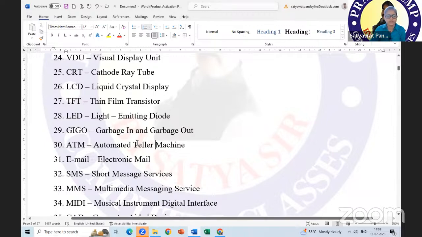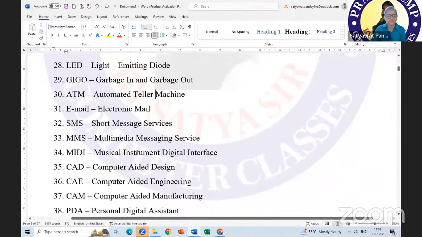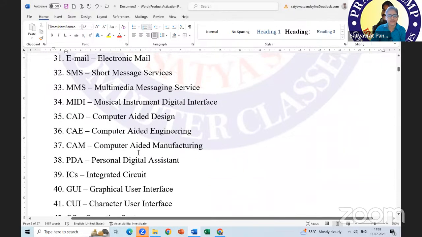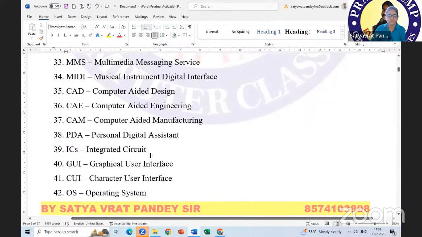Automated teller machine. E-mail is electronic mail. SMS, short message service. MMS, multimedia messaging service. MIDI is musical instrument digital interface. CAD, computer aided design. CAE, computer aided engineering. CAM, computer aided manufacturing. PDA is personal digital assistant.